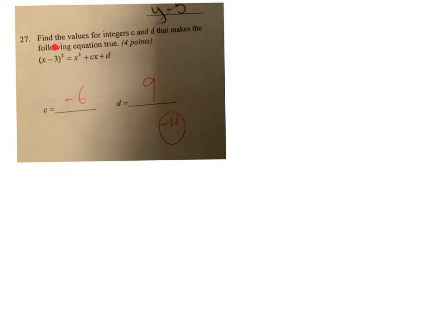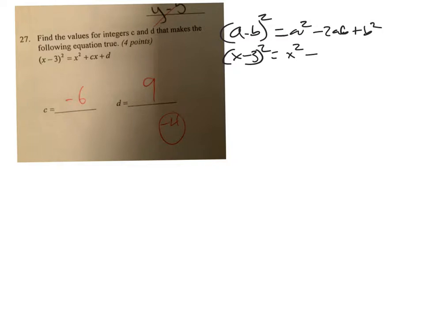But even if you don't see the pattern, you could still use the box method. So let me show you the pattern. Remember, if we did a minus b squared, that's always just going to be a squared minus 2ab plus b squared. So if you had x minus 3 squared, that's just going to be x squared, a minus, 3 squared is 9, that's going to be a plus, and then 2 times 3 is 6, and then times x. So that's what it's going to equal.